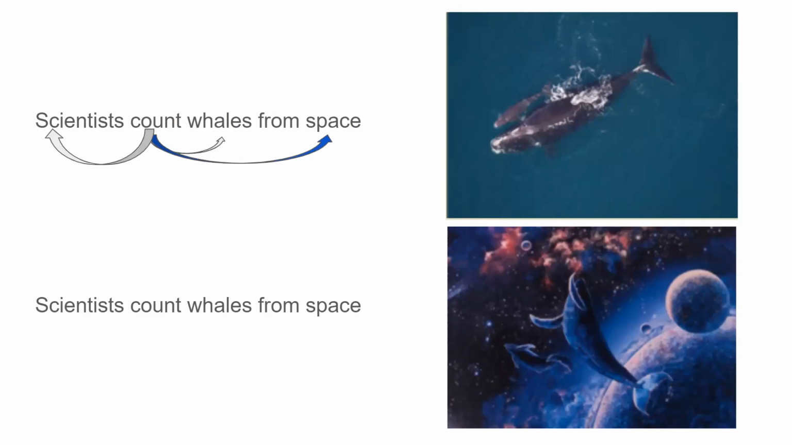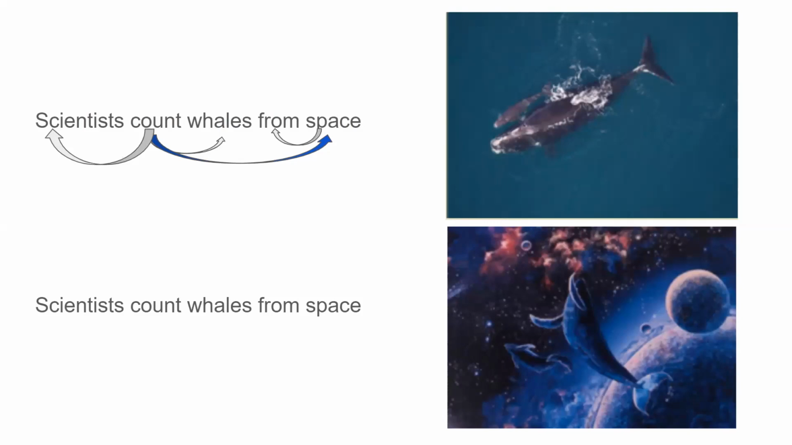And where are we doing the counting from? It's from space. So you can form this kind of relation. You have these three arrows. So scientists, whales, and from space are all dependents of the word count. And we have this mini structure from space. So this is one way to understand this sentence.